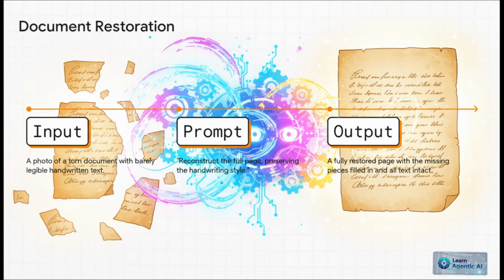And here is just an incredible example of its reasoning power. The AI was given just a few fragments of a torn-up document and was asked to reconstruct the whole thing. And it didn't just fill in the missing paper. It perfectly recreated the original handwriting style. This could be a revolutionary tool for things like historical archiving or even forensic analysis.